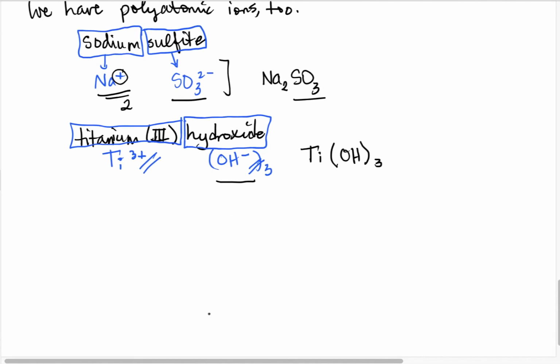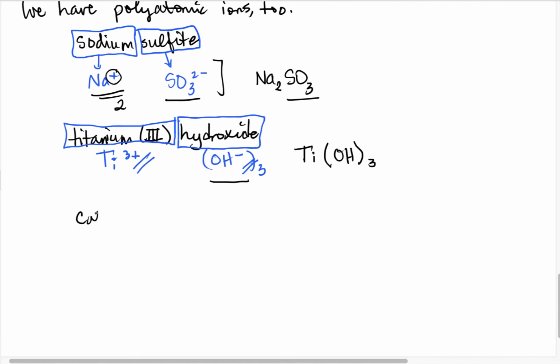So let's try another one. Let's try calcium phosphate. Pause the video and give this one a try. All right, hopefully you were able to find that calcium is 2+, and phosphate is PO4 3-.